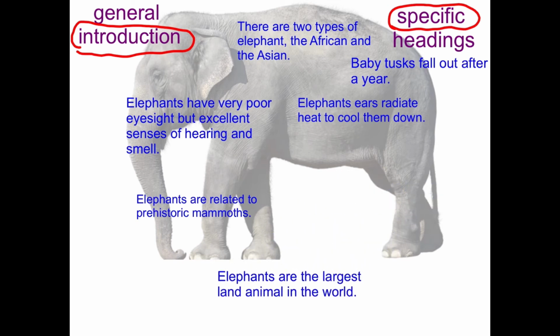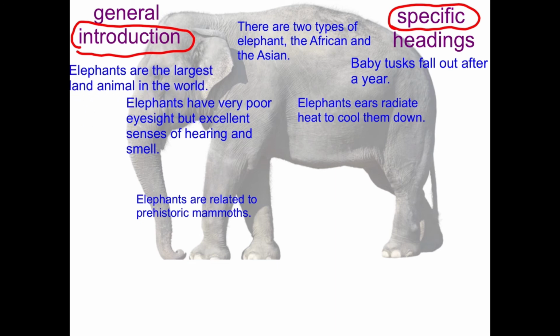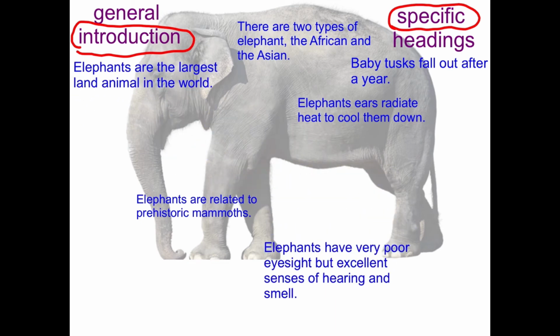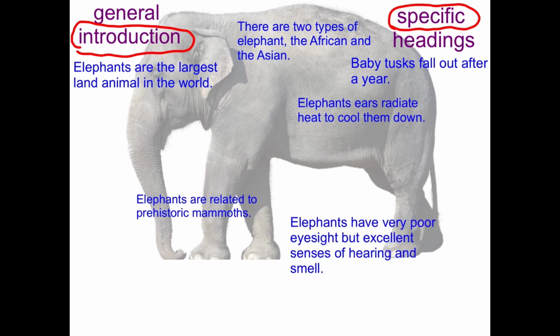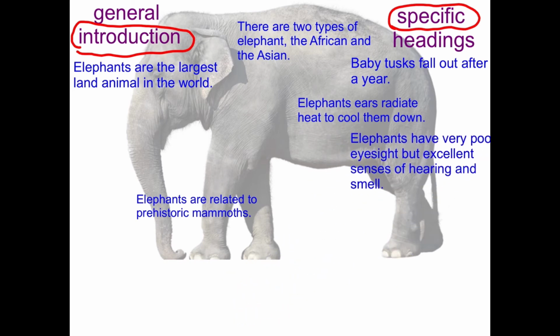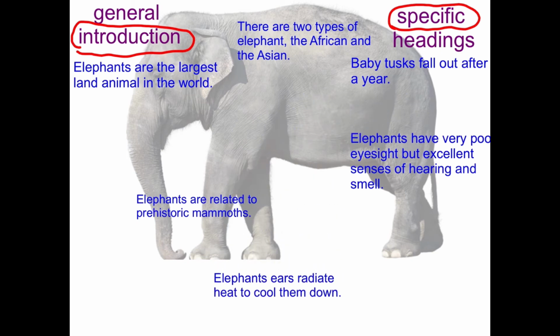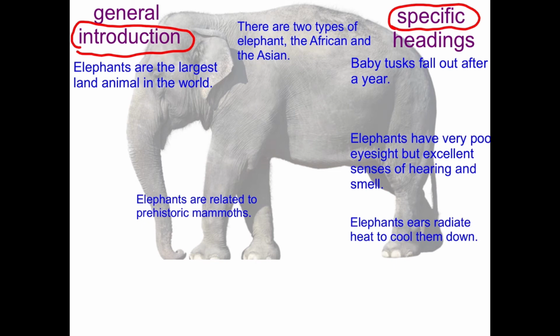Elephants are the largest land animal in the world. So that is a really good way to start because that is a general fact. Elephants have very poor eyesight but excellent senses of hearing and smell. So that's really more specific. Elephant ears radiate heat to cool them down. That's just really about their ears.